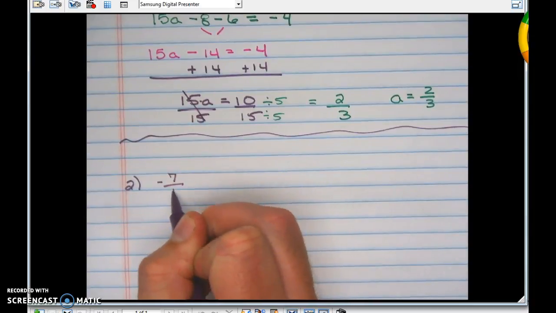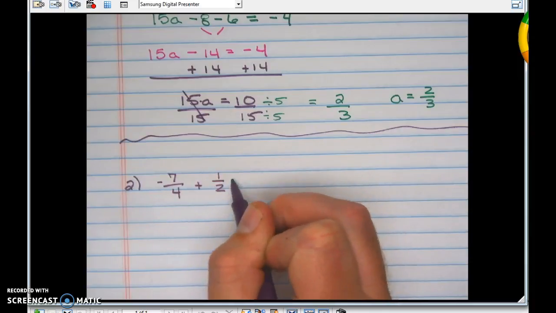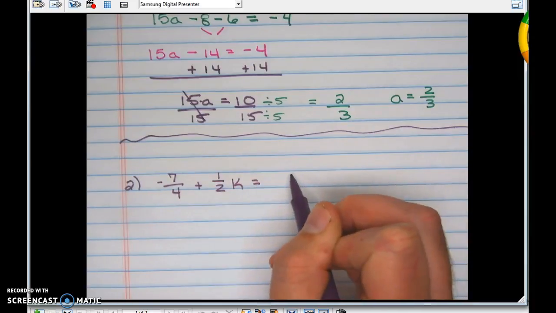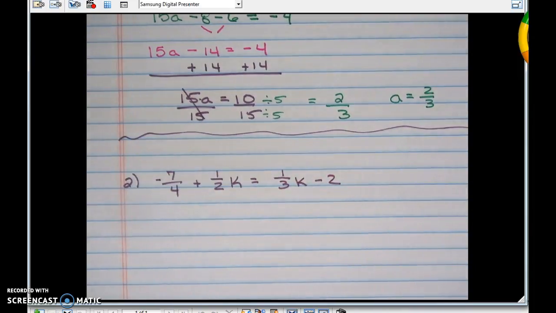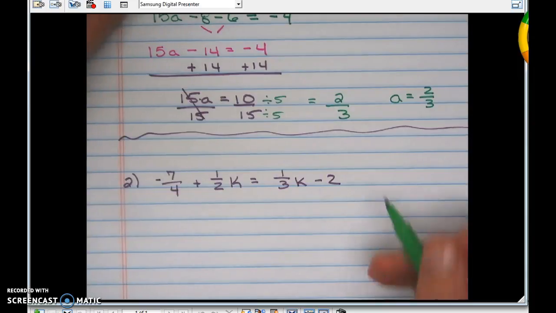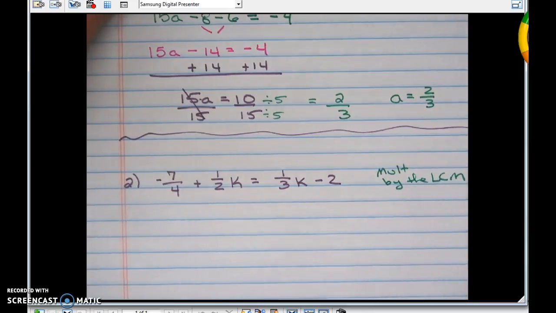All right, negative 7/4 plus 1/2 k equals 1/3 k minus 2. Again, this one's nasty because there's lots of fractions. But because of the trick we learned, we can get rid of the fractions in one small swoop just by multiplying everything by the LCM of all of the denominators. So LCM again is least common multiple.